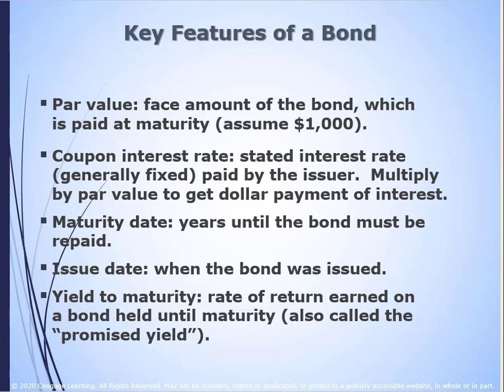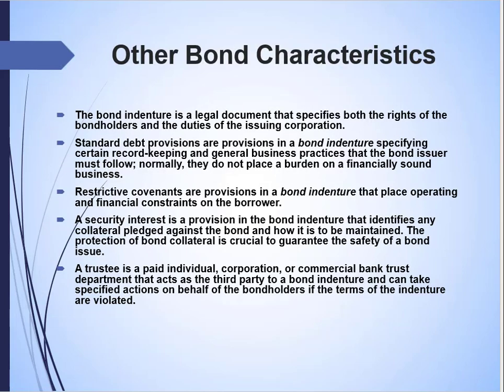Issue date is obviously when they were issued, and we have a term called the yield to maturity. The yield to maturity is the interest rate that you earn if you buy a bond today and you hold it to maturity. Sometimes it's referred to as the promised yield.